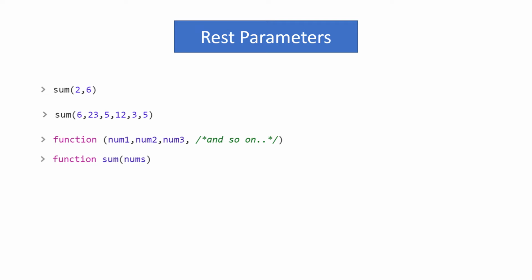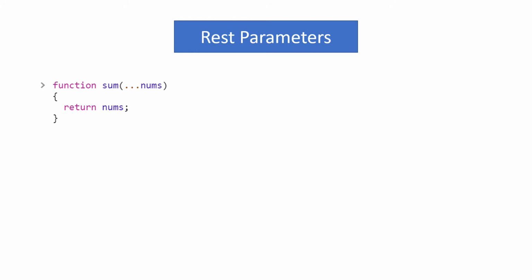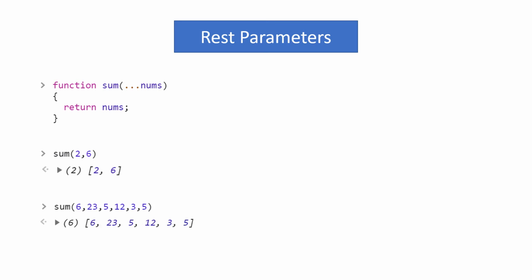With REST parameters, you can just add 3 dots before a parameter's name, which will make it an array. And all the parameters passed to the function will be passed as elements of that array. So if we'll do that and just return the nums parameter, and then invoke the function that we wanted to, this will be returned. Same values, but as an array. And likewise, if we'll call the function with these parameters, this will be returned.